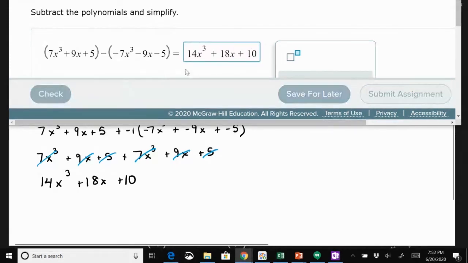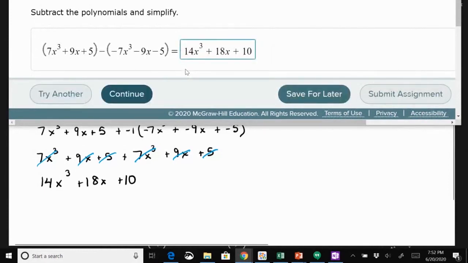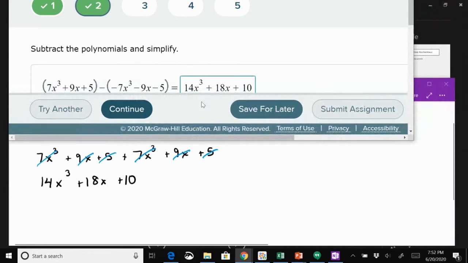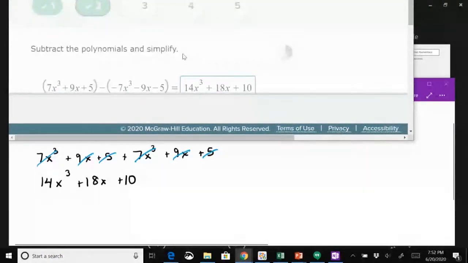Okay, check. And it's so small I can't even see if I got it right or not. Good. All right.